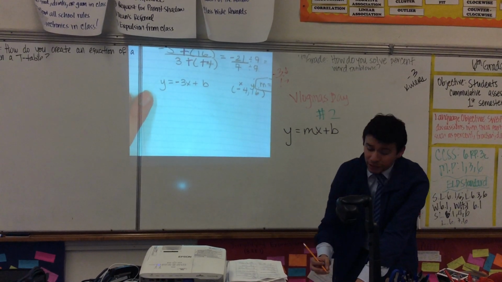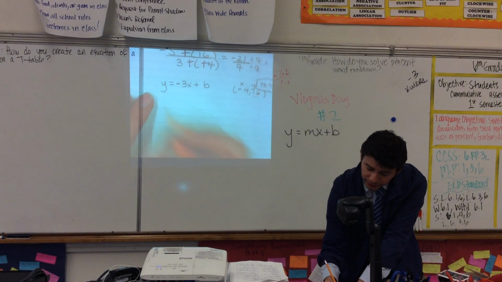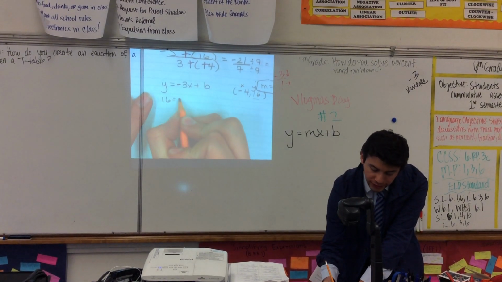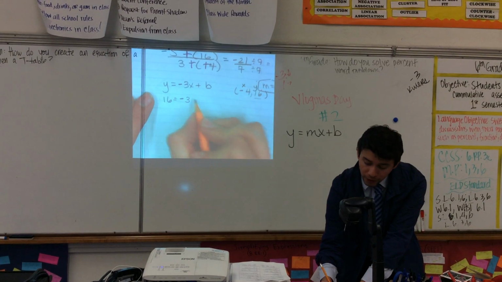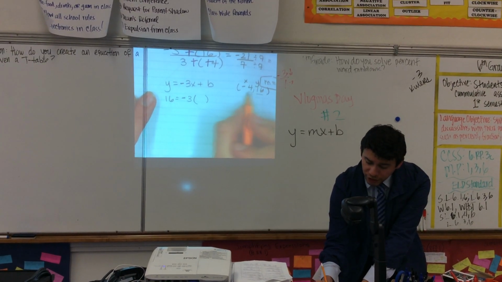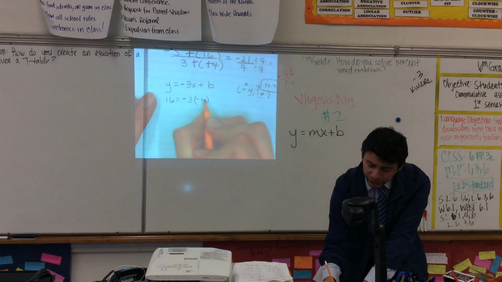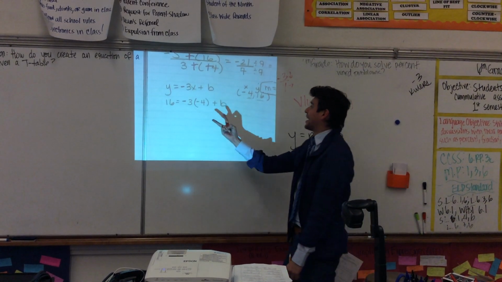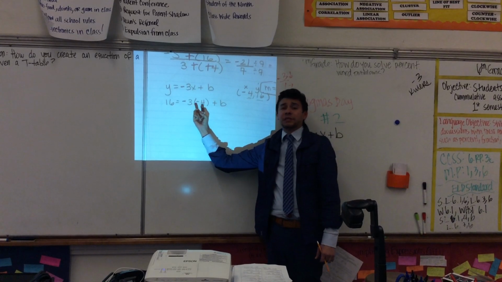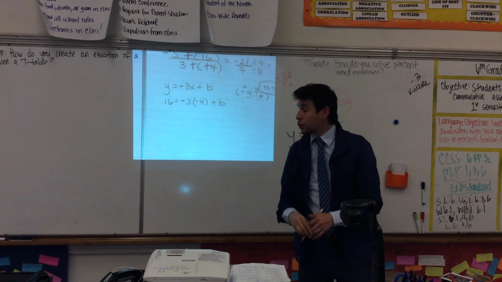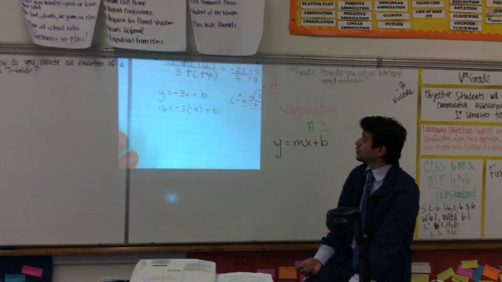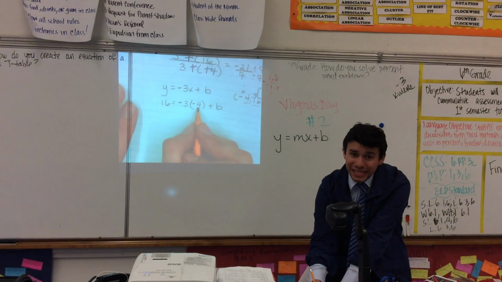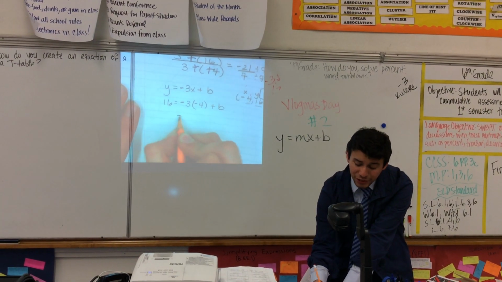I see a y. So therefore, I'm going to put in a 16 equals negative 3, because that's your slope. There's my x, so I'm going to put a negative 4 in, plus b. Okay? These things are not adding. They're attached. That means they're multiplying. And you should remember how to multiply integers. Negative times negative is actually a positive.